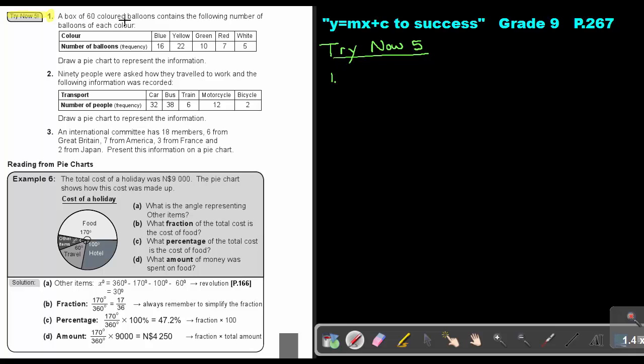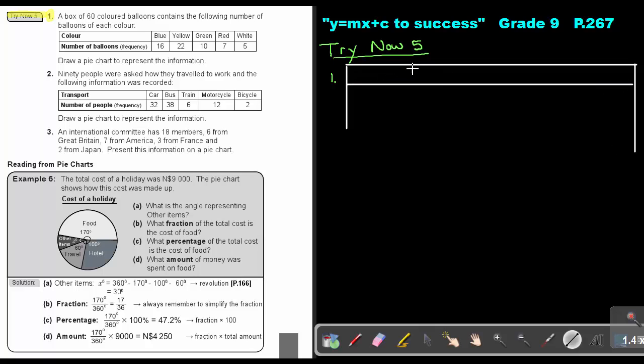Okay, a box of 60 colored balloons contains the following number of balloons in each color. In this case, I'm going to do the table. If you can, use your ruler. It just makes it easier. So first, this is the color. It was blue, yellow, green, red, and then white.